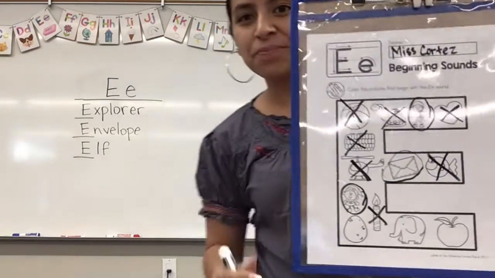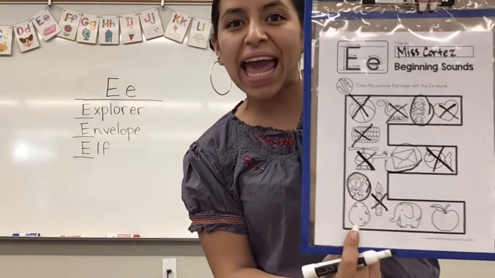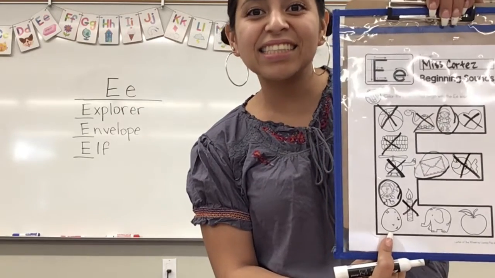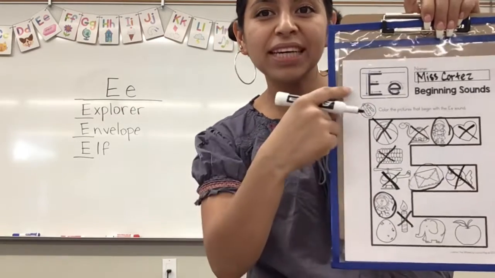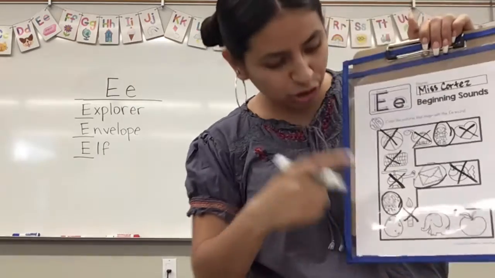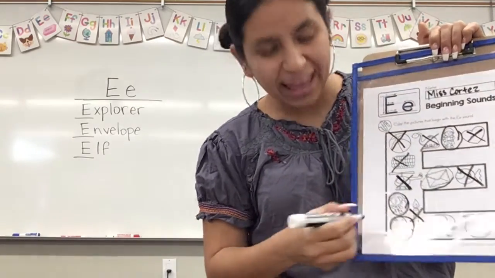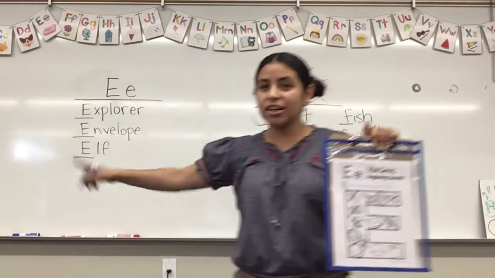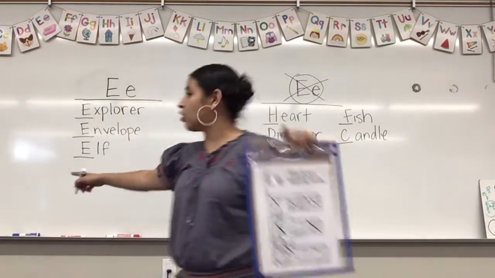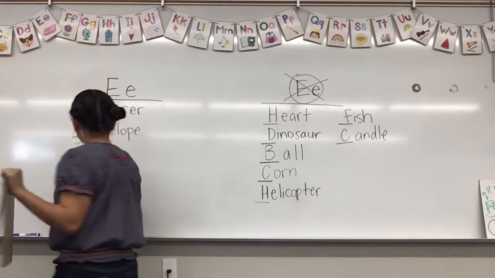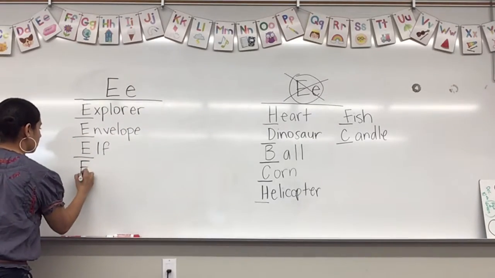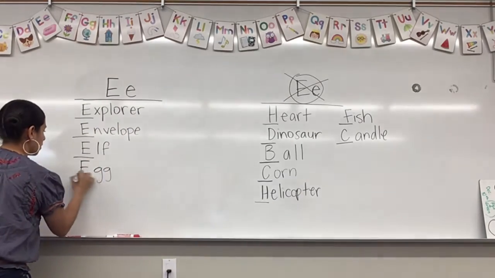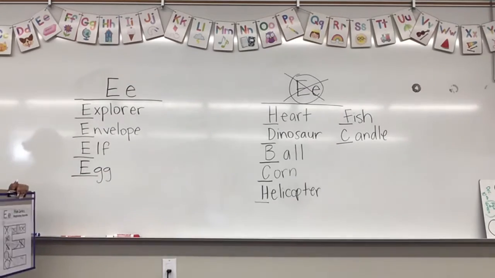All right, TK. Let's move on. This is our egg. Does egg begin with E? It does, right? So we're going to circle our egg. And I'm going to write it on the side that begins with the letter E so you can see that it begins with it. Go ahead and color your egg. Egg does begin with the E.